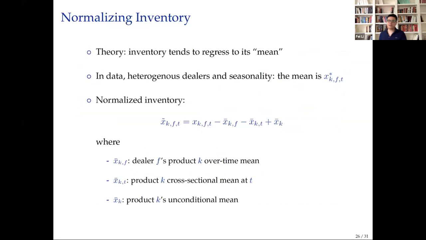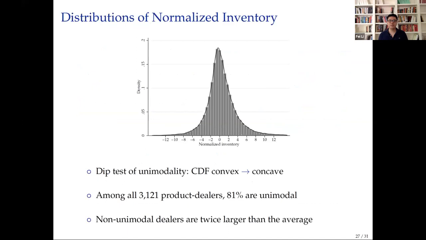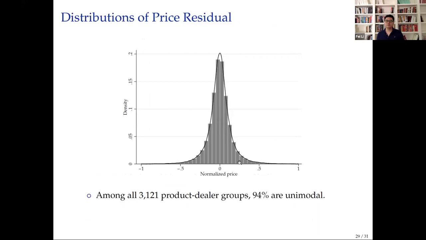I control for seasonality and heterogeneity using a very similar technique to Guido's paper. After normalization, the distribution of the inventory is pretty much single-peaked. This is the aggregate distribution, and we do the dip test on each individual product-dealer to see whether it's single-peaked. 80% are single-peaked and the others are not, but those dealers with non-single-peaked distributions are very big, so it's possible our normalization is biased. We also do the same thing for the price, and 95% is single-peaked.